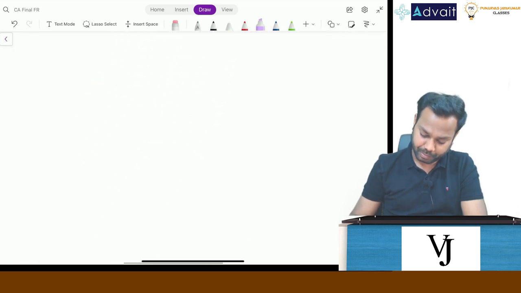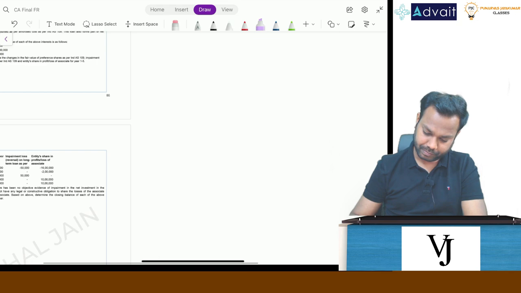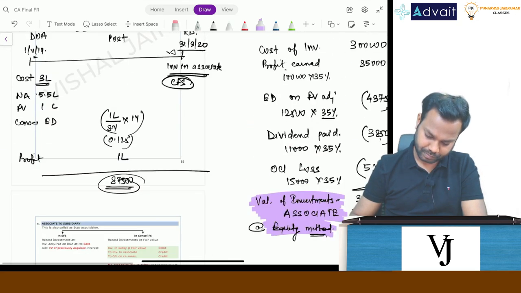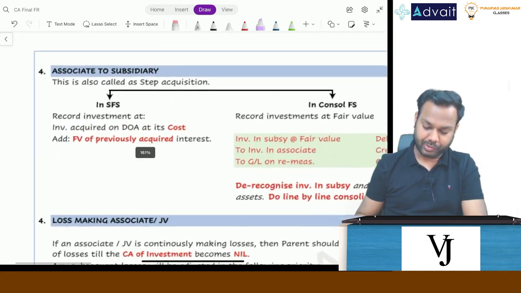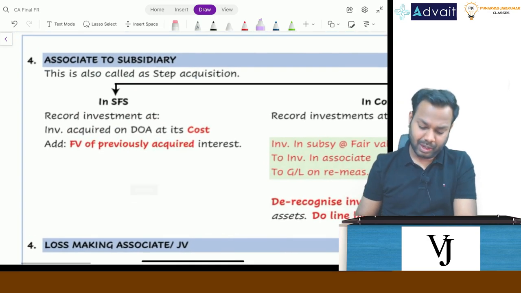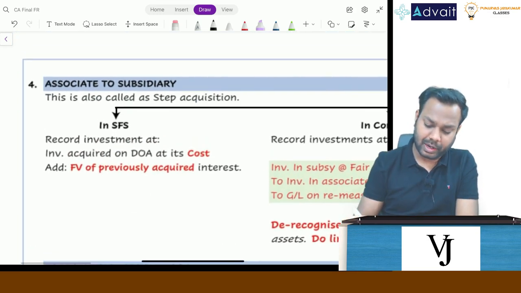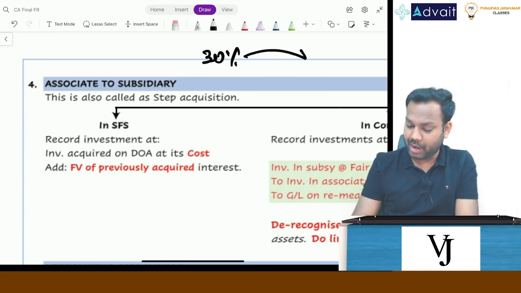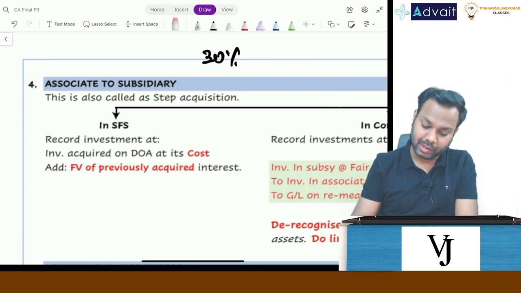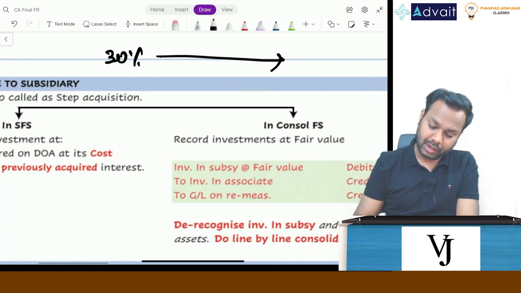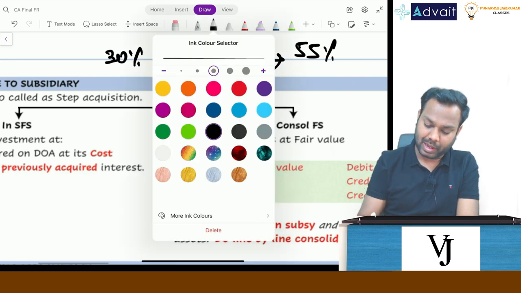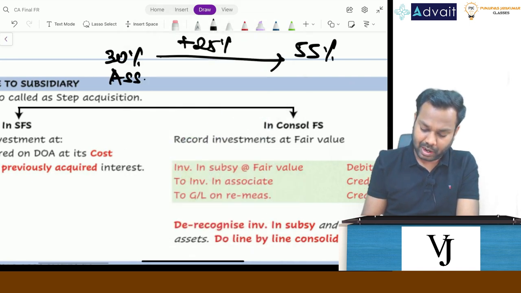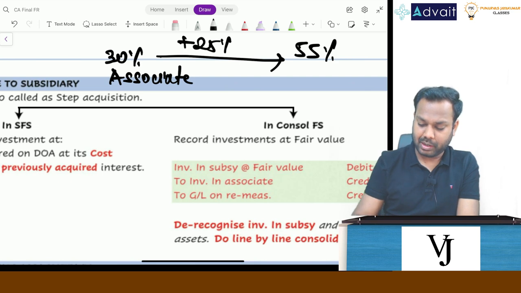Right, now moving further. Associate to subsidiary. Understand, guys, associate to subsidiary means what? Earlier I was holding 30% and it was an associate. Now I acquired a further stake, let's suppose 25%, and I become 55%, right? So I was an associate earlier and now I become a subsidiary.